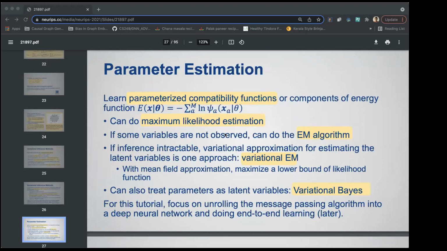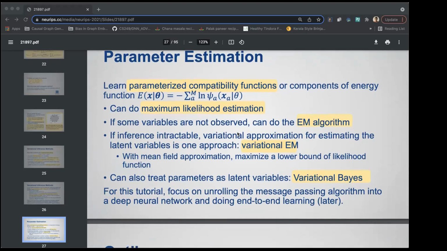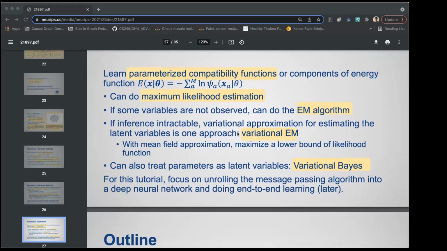We can also learn parameterized compatibility functions. So these potential functions can be based on some parameters theta. To do this, we can use maximum likelihood estimation. If some variables are not observed, we can also use the expectation maximization algorithm. And we can also use variational EM. So basically we can find an upper bound, make this upper bound tractable, and minimize it using the EM algorithm. And there are also other techniques that we can consider, like treating the parameters as latent variables and using variational Bayes.